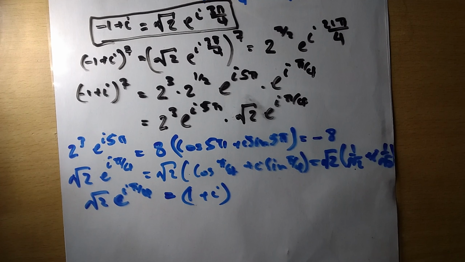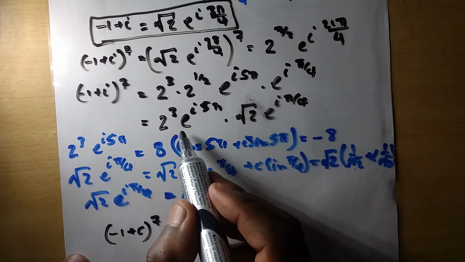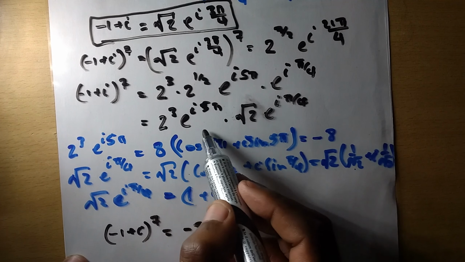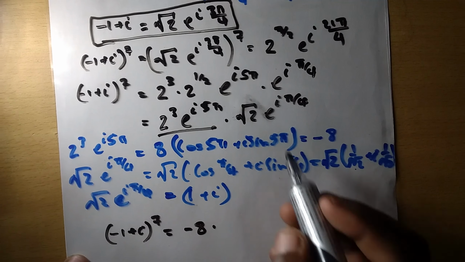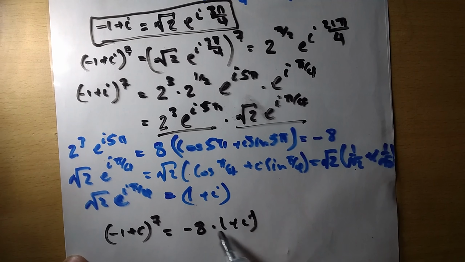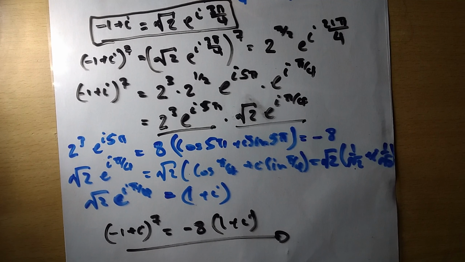Now if you can remember well, this minus 1 plus I to the 7 is equal to the multiplication of the two. So it's going to be minus 8, which is the first one coming from here, multiplied by the second one, which is just 1 plus I. So the solution is given there.